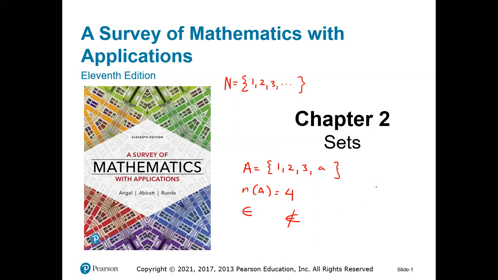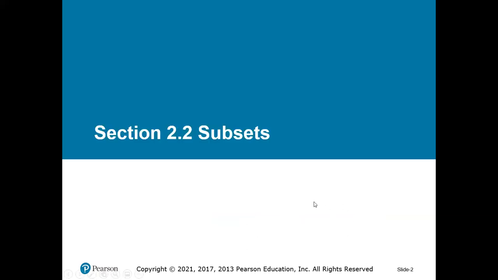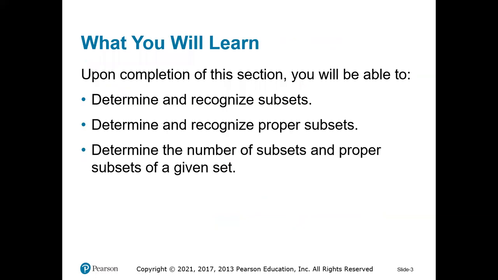Today, we'll be talking about brand new symbols: a subset of, a proper subset. And of course, if we put the slash, it will say not a subset of, not a proper subset. You will see what I'm talking about in the next slides. So again, let's talk about subsets. When you finish this lecture, you should be able to recognize subsets and proper subsets, and you should be able to count or determine the number of subsets and the number of proper subsets when you are given a set.